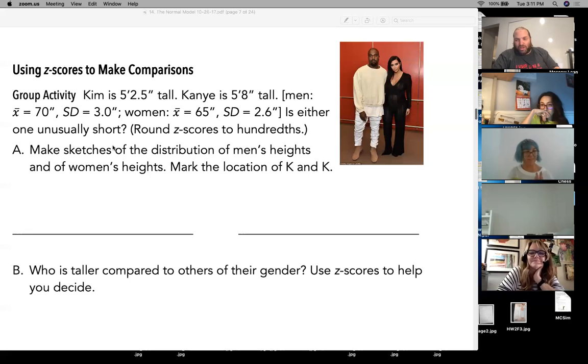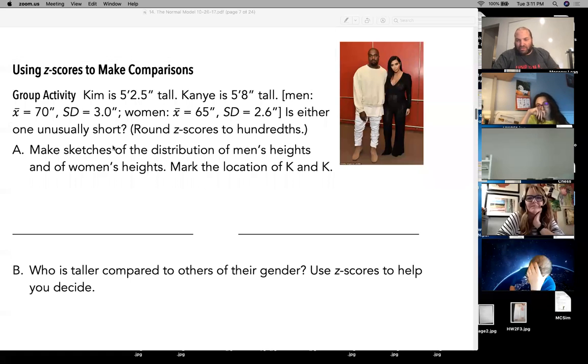is either one unusually short? And when we say is either one unusually short, what we mean is when we compute their z-scores, does either one have a z-score that's beyond 2 or -2? So let's compute the z-score for Kim.